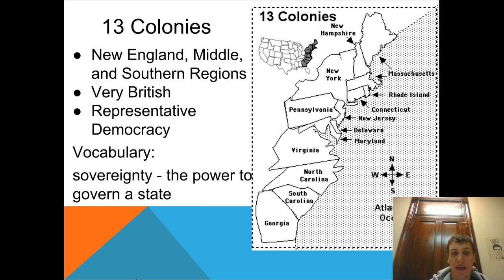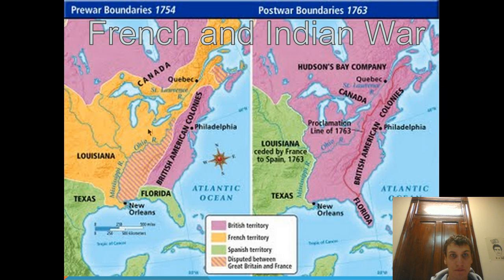One of the things that they did not have, though, is this vocabulary word right here, which is sovereignty. Sovereignty, say it out loud. Sovereignty. So sovereignty is the power to govern a state. So even though they could make some of their own laws, they had kind of a representative democracy, like in the House of Burgesses, and then in the Plymouth colony with the Mayflower Compact, they kind of could do that. They were still under control by the British Parliament and by the King of Britain, King George III.